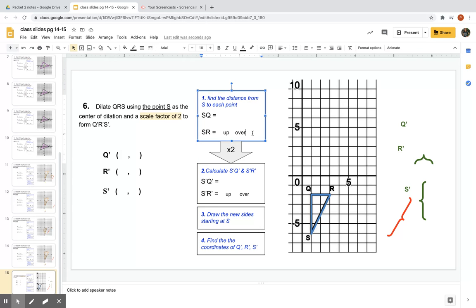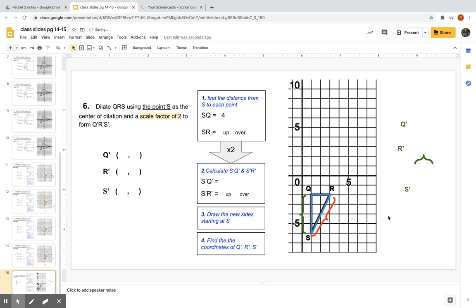So the first thing we need to do is find the distance from point S to, let's start with Q. S to Q, if I measure here, I get 1, 2, 3, 4. So from S to Q is 4. Now let's find the distance from S to R.